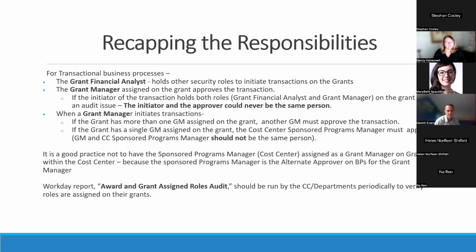And if that is the same person, that will go to unassigned because the system cannot have an initiator be the approver, right? So again, the grant financial analyst holds other security roles to initiate transactions on the grants. That's fine, but if they're initiating transactions for that grant, that they're assigned the grant financial analyst, and they are also the grant manager assigned to that grant, we have unassigned tasks because you cannot initiate and approve. So that's an issue.